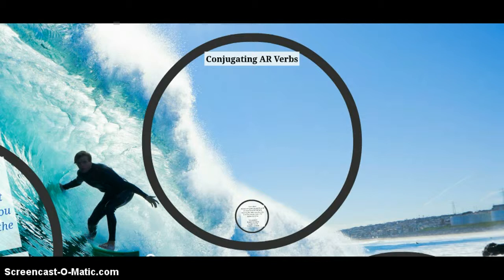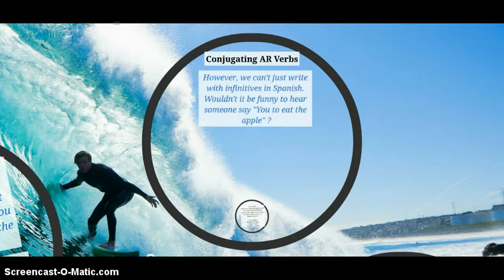Okay, so to conjugate AR verbs, we need to remember that in Spanish, we can't just write sentences with infinitives, because it would be kind of funny if you heard somebody say, you to eat the apple, or I to eat the apple, or we to eat the apple. That doesn't really sound right.